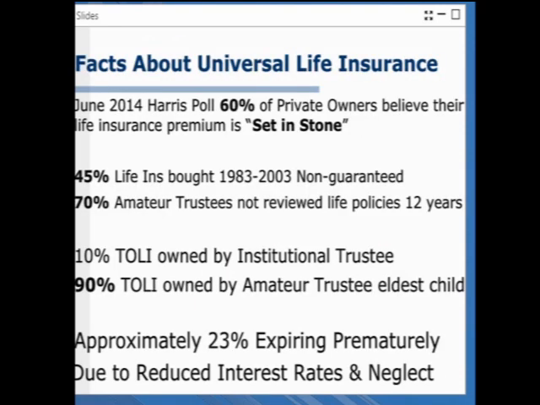In June 2014, a Harris poll was conducted. Of private owners, it's felt that over 60% felt that their premiums were set in stone, that nothing had to change.